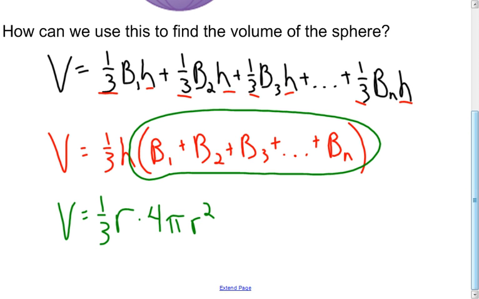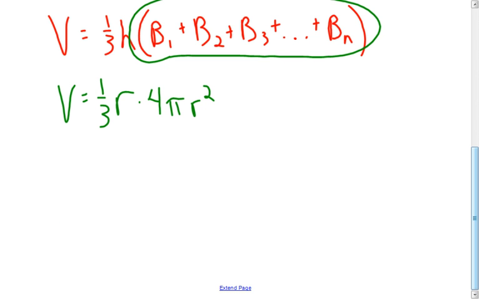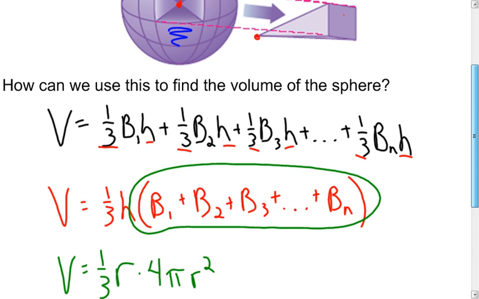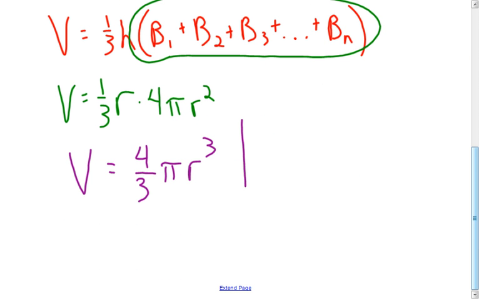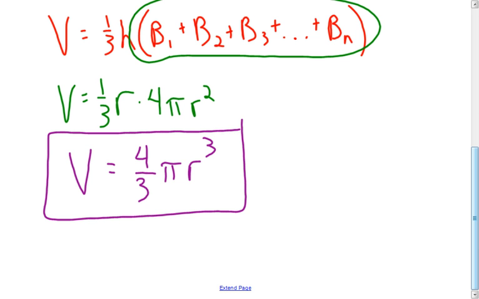So when everything's all said and done here, my volume is going to equal 1/3 times 4, that's 4/3, times pi, and then r times r squared is r cubed. So you can go back up here and cut out a bunch of pyramids, or you can use this little formula to calculate the volume of any sphere. All you need to know is the length of the radius.